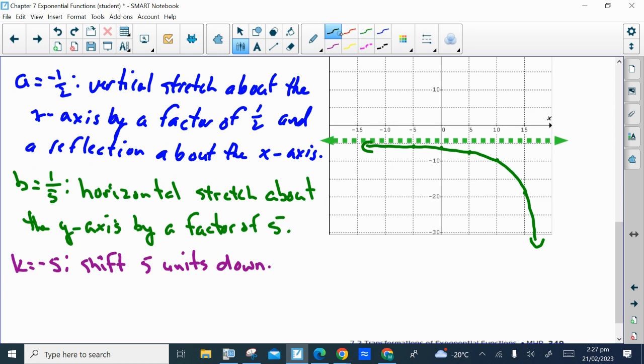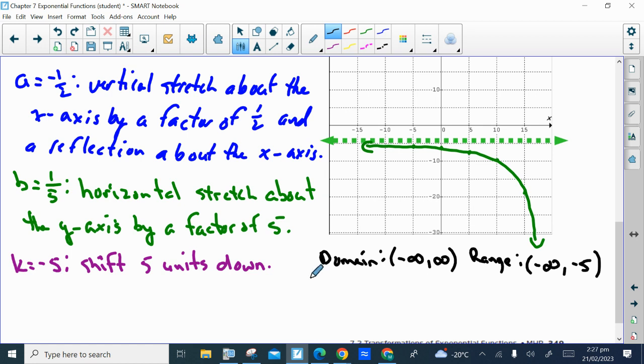So our domain has not changed. It'll still go from negative infinity to positive infinity. But the range will. And when you write in interval notation, it's always smaller value to larger. So you must go from negative infinity up to negative 5. And again, negative 5 is not included because it's where our horizontal asymptote is. So there's our domain and range.